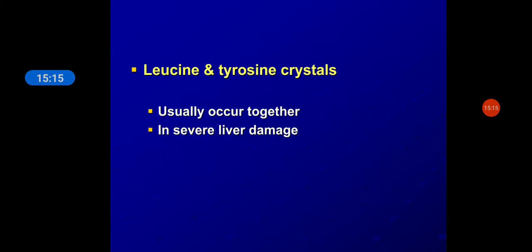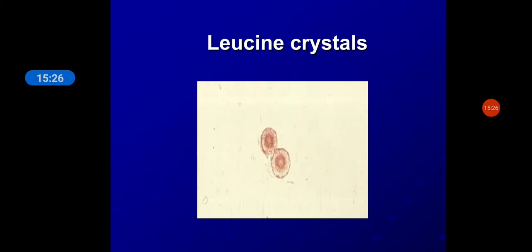Another picture. Then you can have leucine and tyrosine crystals. They usually occur together, and that indicates severe liver damage. These are leucine crystals. They are a bit oval, and they are usually yellow crystals.